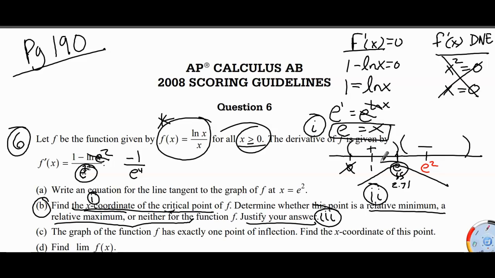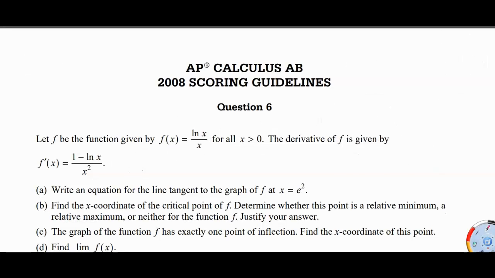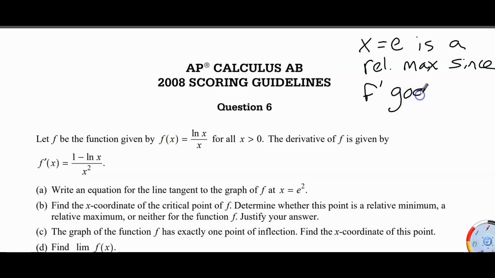And the explanation would be because we're going from a positive slope to a negative slope. So I'll show you guys how to officially write your answer. But you do need to show that work. But here's how it would be. You'd say x equals e is a relative max since f prime goes from positive to negative at that point.